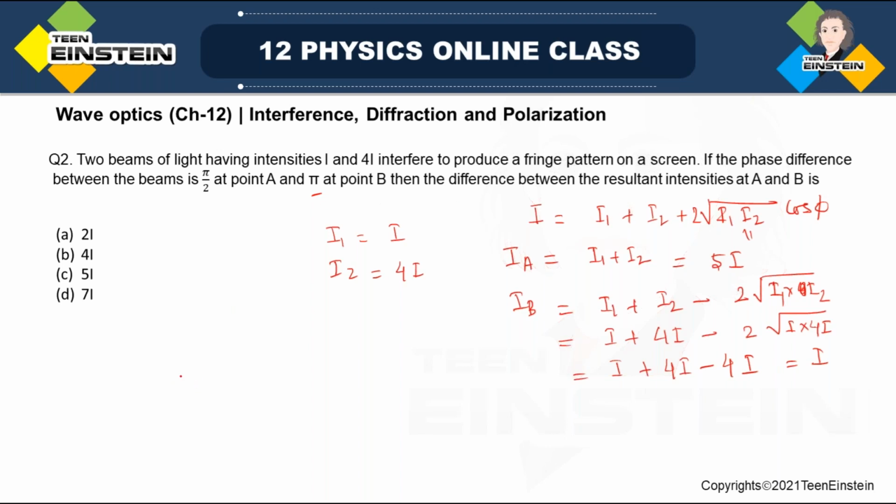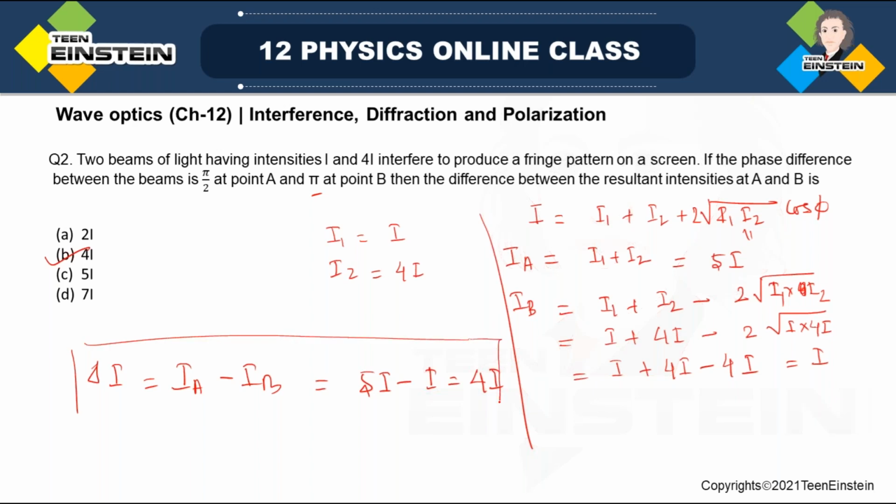Then what is the difference in the intensities? Intensity difference will be delta I, so 5I minus I. So this will give you 4I. So this is the answer. I hope now you are satisfied with this answer. So this is the general formula. You should remember this. Okay.